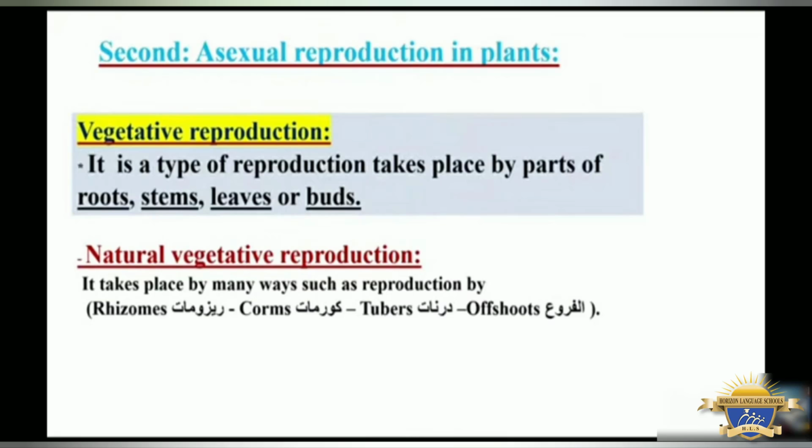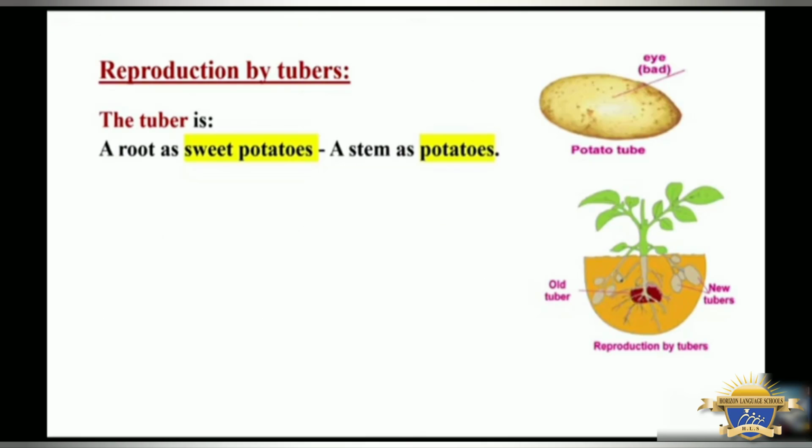Number one, natural vegetative reproduction. It takes place in many ways, such as reproduction by rhizomes, corms, and tubers or shoots. We will study only one of them, reproduction by tubers. What is the meaning of tuber? A tuber is a swollen part from a root like sweet potato, or a stem like potatoes.